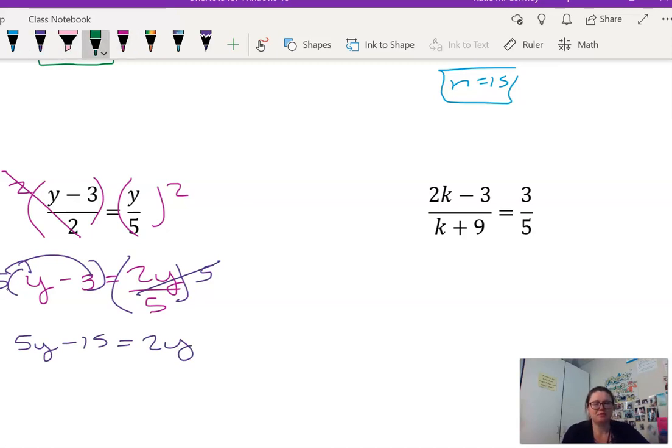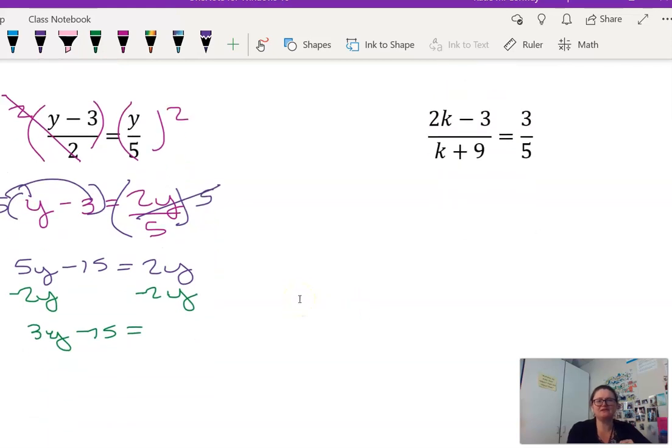So when we have variables on both sides, you have to get rid of one of them. I've said to always get rid of the one on the right, and I'm going to go ahead and do this just so you can see what happens. So if we subtract 2y on both sides here, we have 3y minus 15 on the left side, and we have nothing left on the other side. When you have nothing left on the other side of the equal sign, that does not mean it is no longer an equation. The equal sign does not go away.